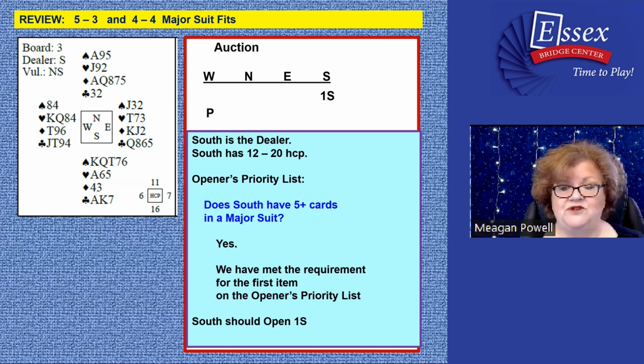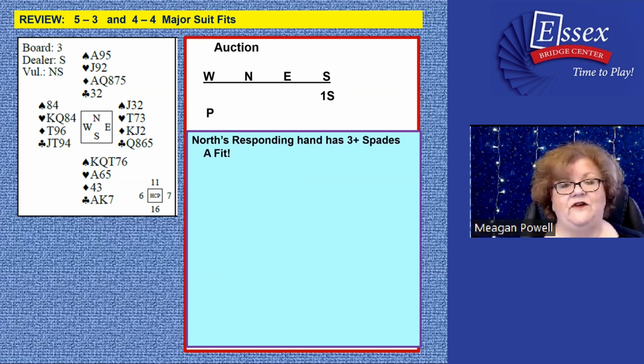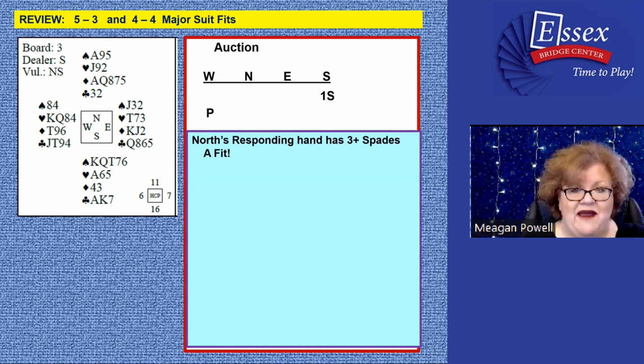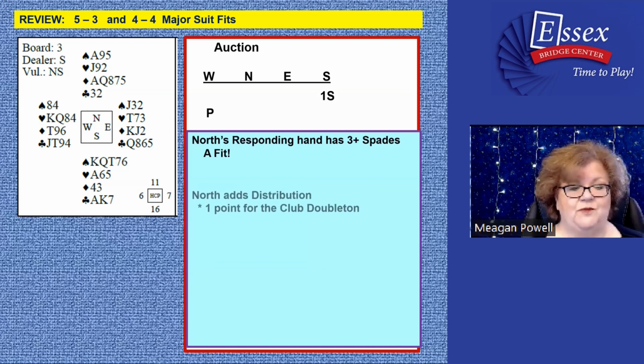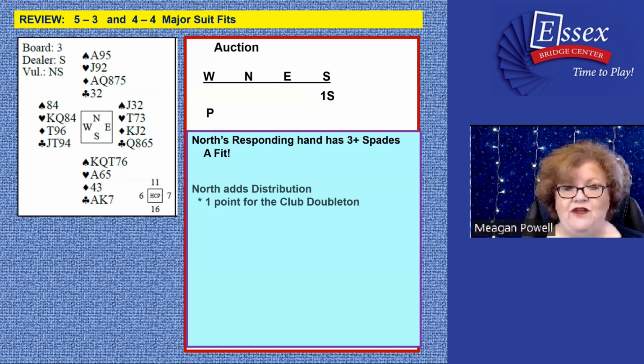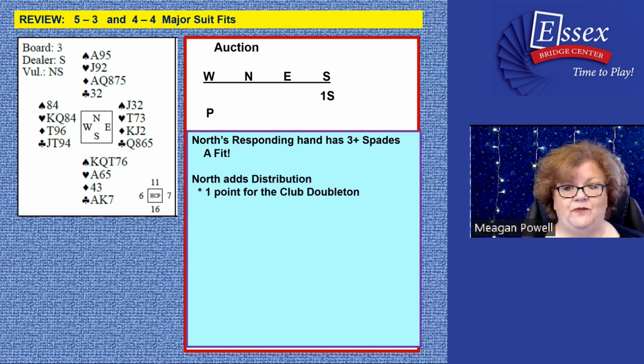Now, North, you're the responder. You look at your hand. You have 3 or more spade cards right now. You know there's a fit right now in spades. Your first responding bid will be in spades. You will maintain the major suit fit. You get to add any distribution you might have before you make your first response. You add 1 point for the club doubleton.